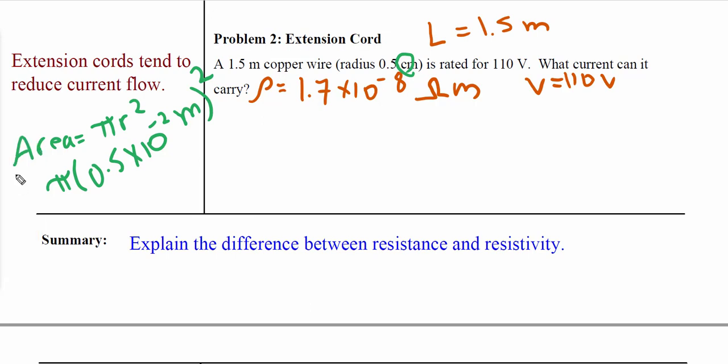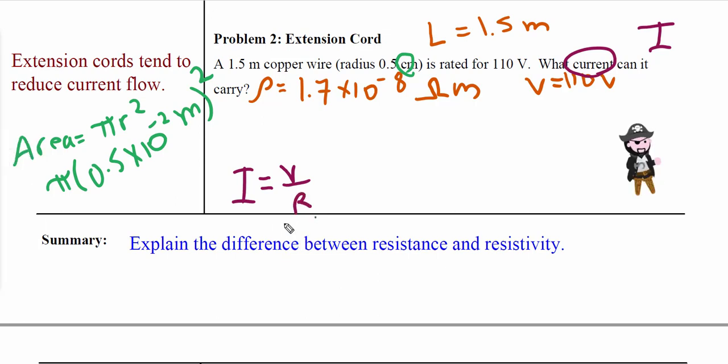So here's our little predicament. We have the information. We're looking for current, I. And we understand that current is going to be based on Ohm's law, V over R. However, we do not have R. We can find R by using the first equation given, which is resistivity times the length over the area.